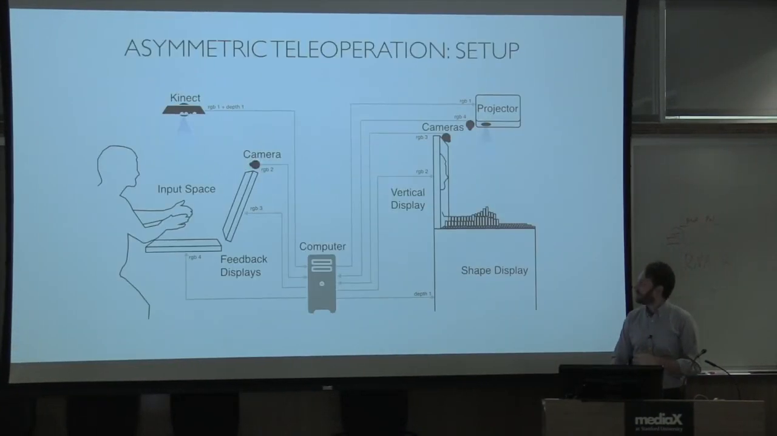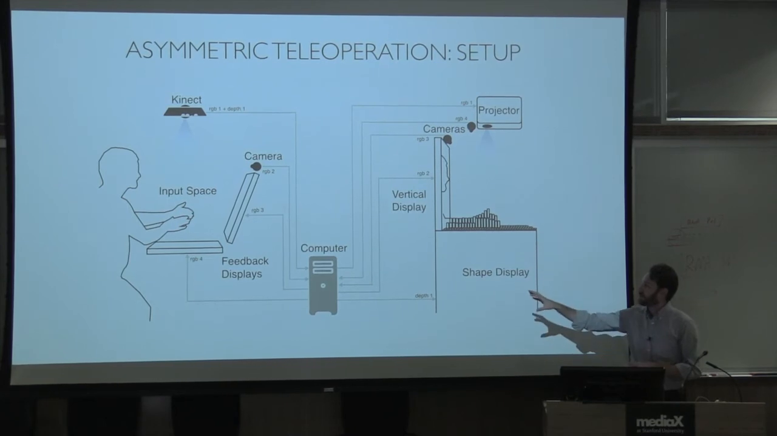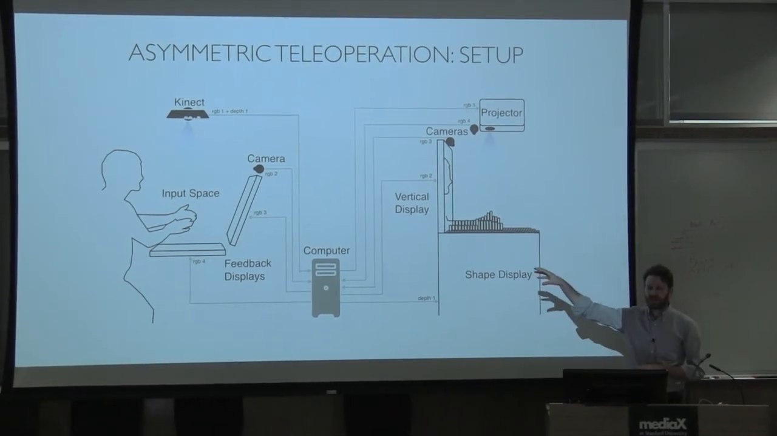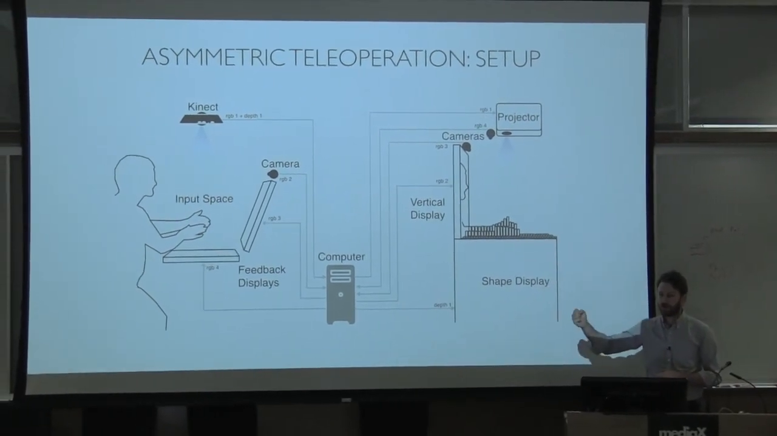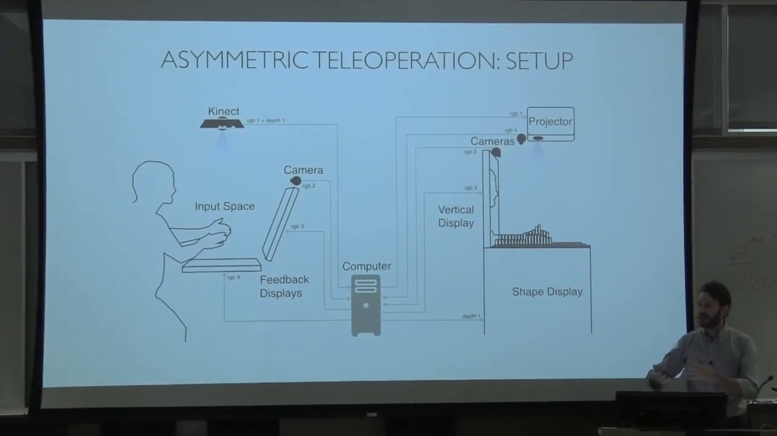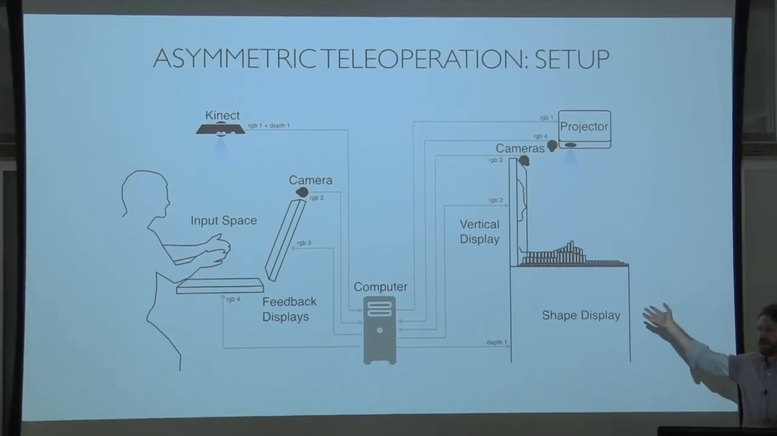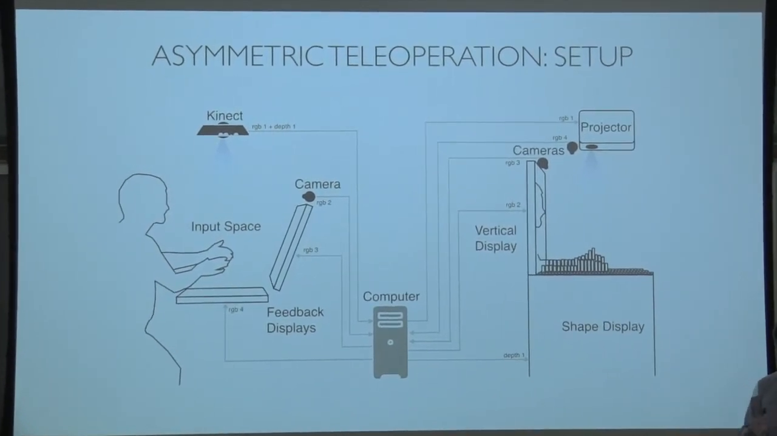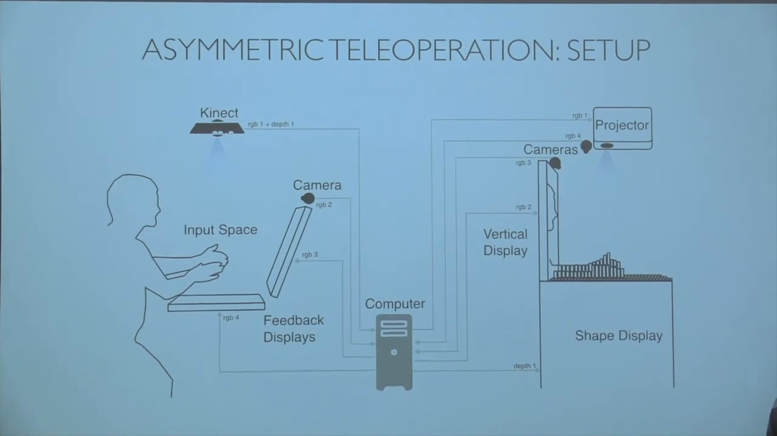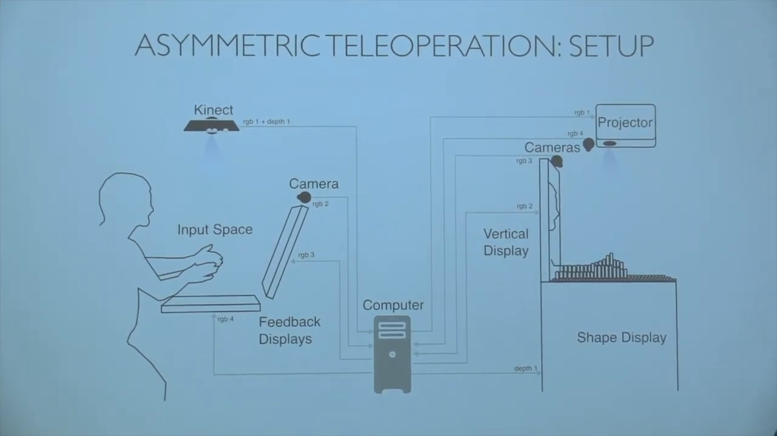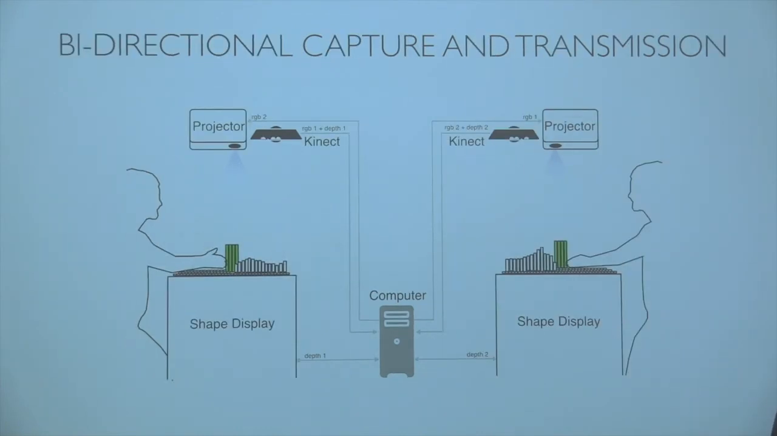Quickly, as I showed before, we're using this depth sensing camera to capture the remote participant's hands or any objects, and then we send that over the network, or if it's on the same computer, and then render that through the shape display. It's actually a really nice mapping, because the depth sensing cameras give you this depth map, which is a 2D image with depth information, and that's the same information that our shape display takes. So it's a nice mapping there.